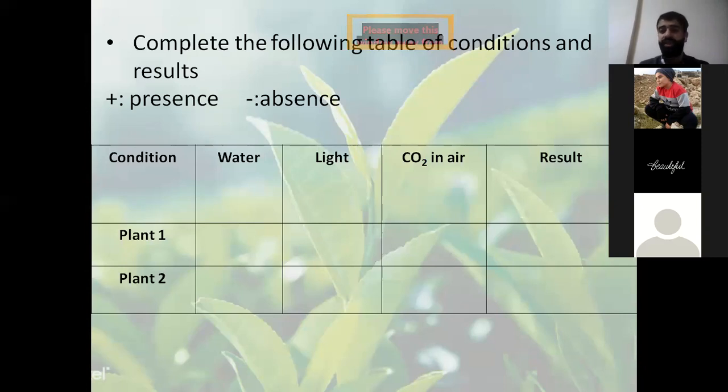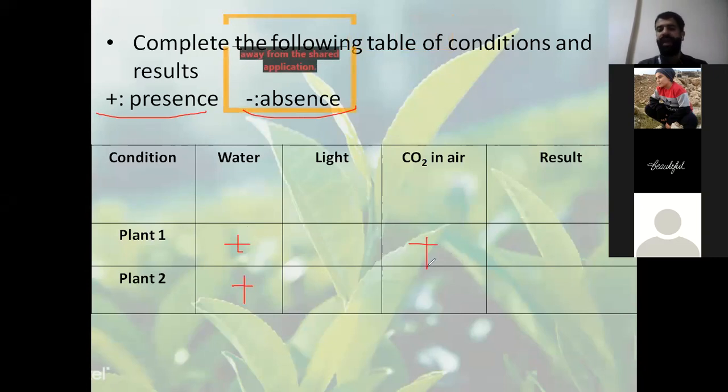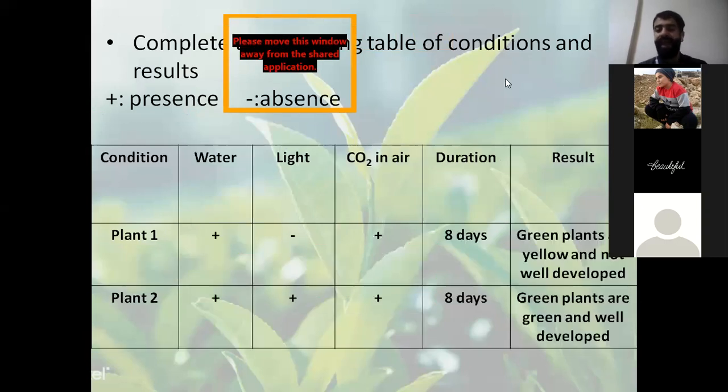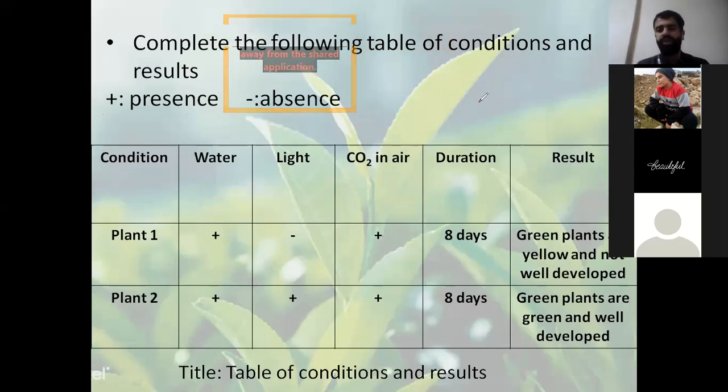So here we use the legend. Plus means presence and minus means absence. Both of them have the normal conditions. Both of them have water. Both of them have CO2. Also, we can add minerals if you want. And light: one of them contains light, which is plant 1 absence and plant 2 presence. So this is the table of condition and results. You can add the CO2 and air, and you can add the duration, a day, if you want.